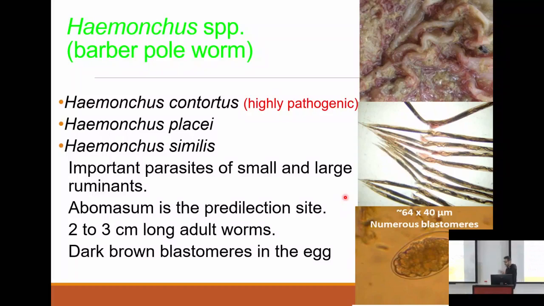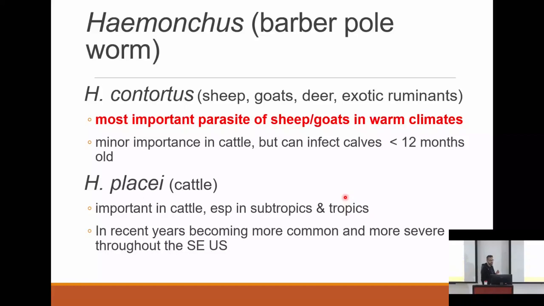The eggs are brown in color, and they have a blastomere inside. Again, I would prefer to say these are Trichostrongyle eggs, as long as I am not clear from other diagnostics that these are Haemonchus eggs. Haemonchus contortus is the most important parasite of sheep and goat, normally in tropical and subtropical regions. It has minor importance in cattle, but can also infect the calf.